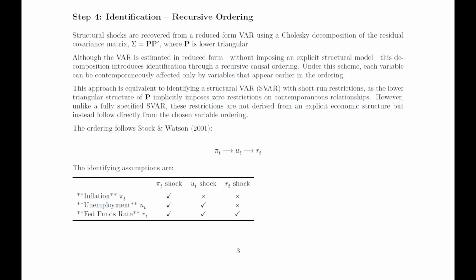Now, the ordering is crucial because it directly affects the impulse response functions. So when we compute the IRF and we use the orthogonalization option, we are implicitly using this recursive structure, and changing the order of the variables is going to lead to different results.